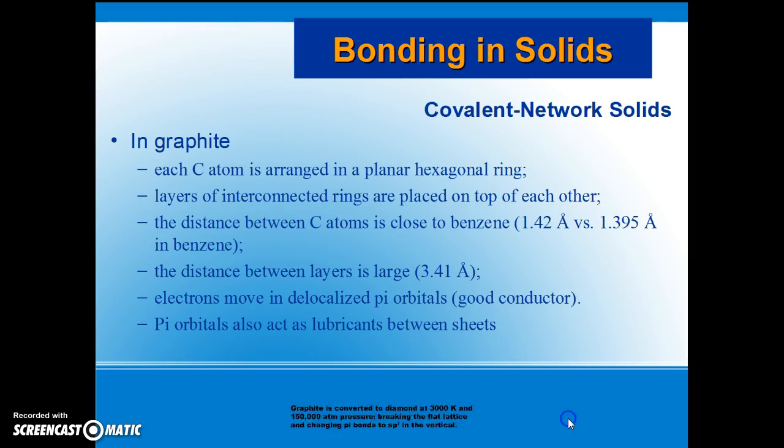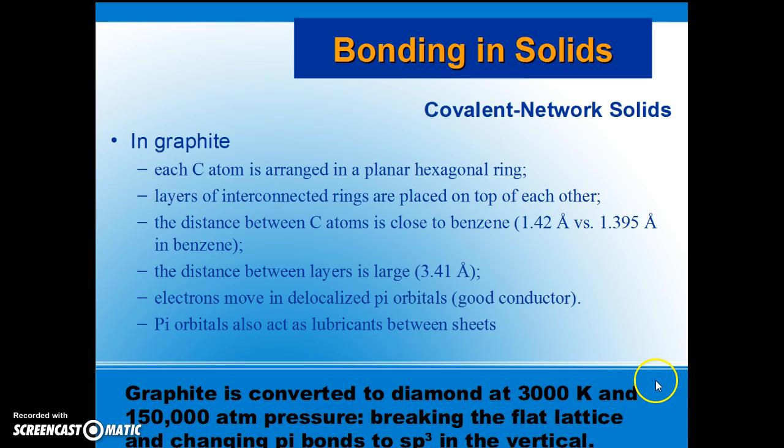So that's graphite. Graphite is converted to diamond at 3000 Kelvin and 150,000 atmospheres of pressure. It's necessary to break up that flat lattice and change the pi bonds so that instead of sp2 hybridization, we have sp3 hybridization all around the carbon.